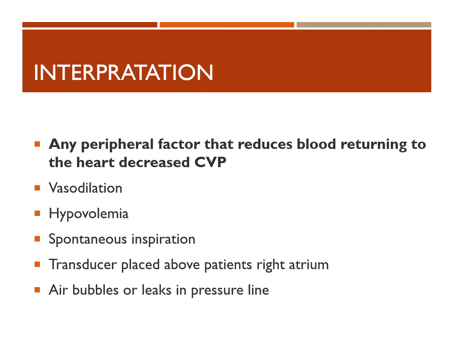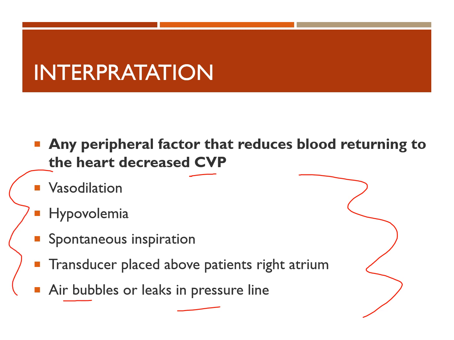Interpretation: any factor that reduces blood returning to the heart can decrease CVP. So these are all things that can decrease CVP, okay? If I were to ask you in the future what would happen to CVP with hypovolemia, you would say that would decrease the CVP. If I said there were air bubbles or leaks in the line, you would say that would decrease CVP, right? So this is a list that could be very handy for you.